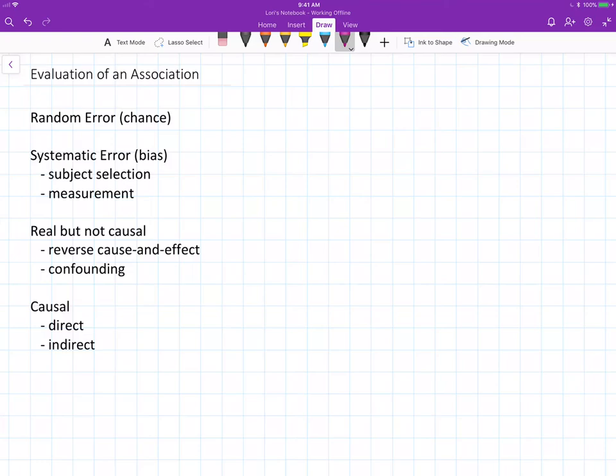An association is observing a relationship between two variables. So, for example, we may be thinking about smoking and lung cancer. We may be thinking about all kinds of different relationships. An association does not necessarily mean causation. And in this video, I'll be looking at some of the other reasons that we might be seeing associations.